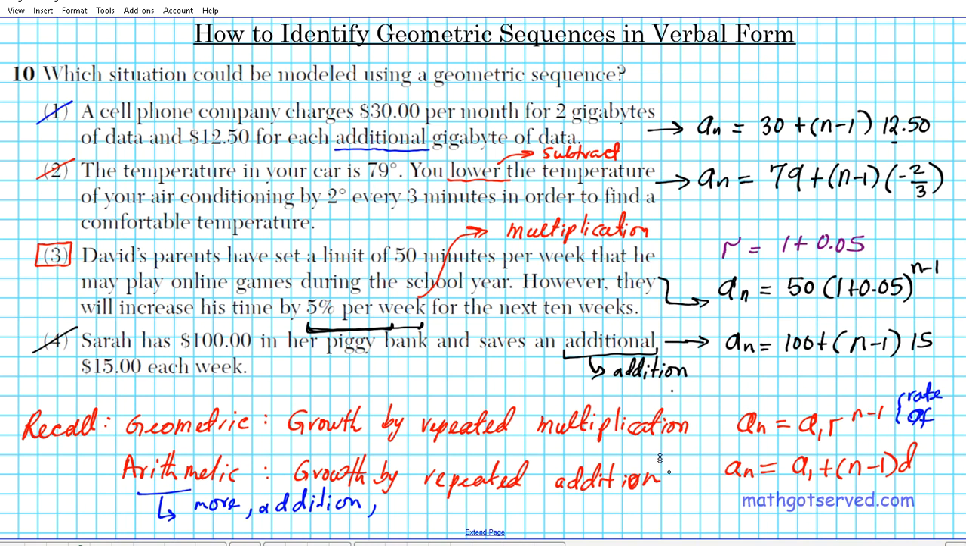Okay, so this is basically how you can distinguish or identify if a sequence is geometric or arithmetic when it's presented in verbal form.